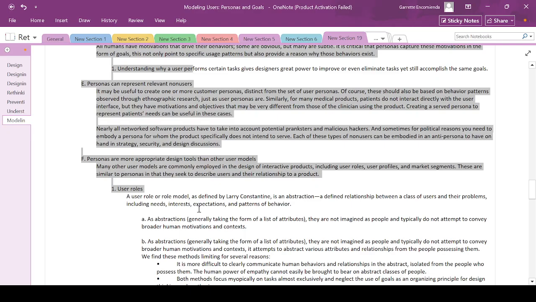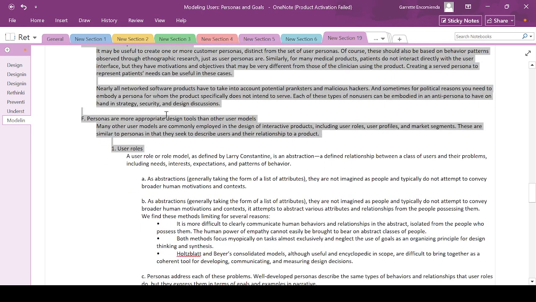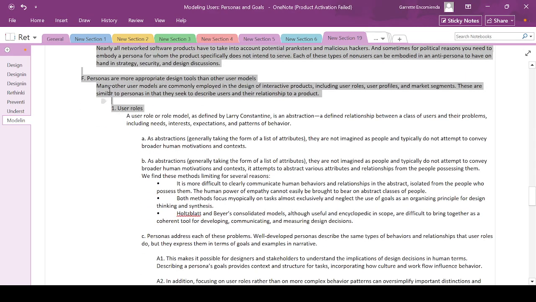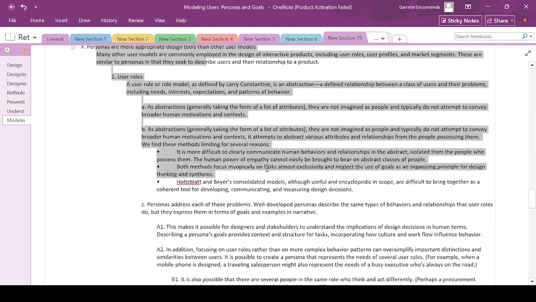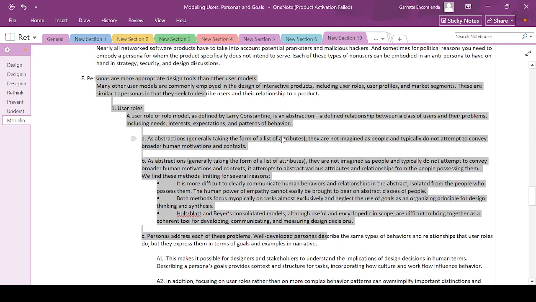Nearly all network software products have to take into account potential pranksters and malicious hackers, and sometimes, for political reasons, you need to embody a persona for whom the product specifically does not intend to serve. Each of these types of non-users can be embodied in an anti-persona to have on hand in strategy, security, and design discussion. Personas are more appropriate design tools than other user models.